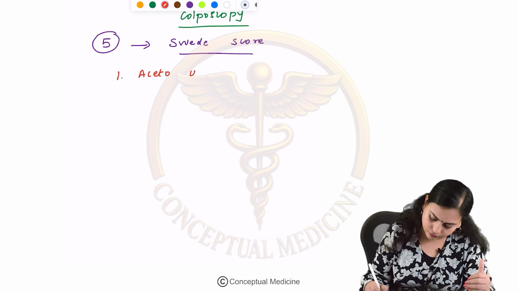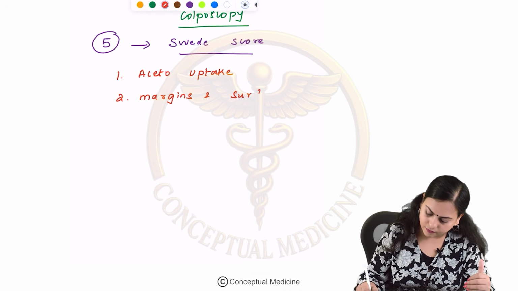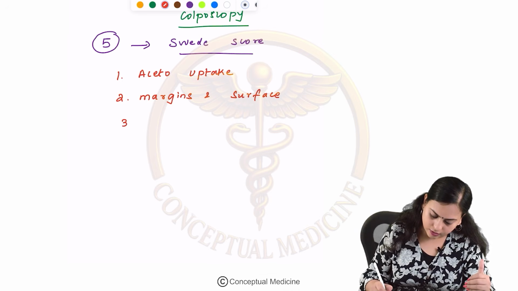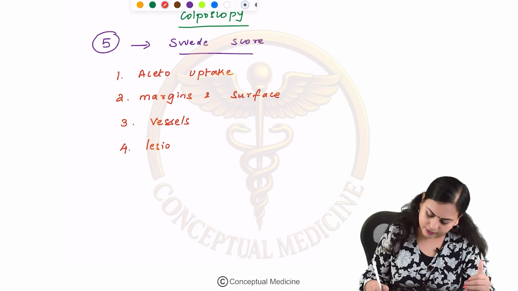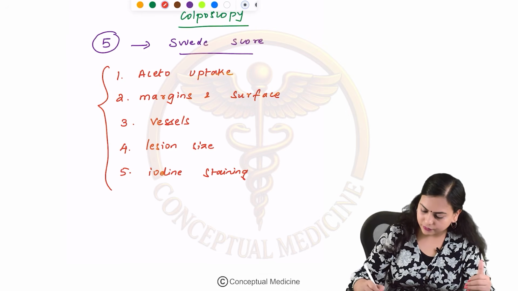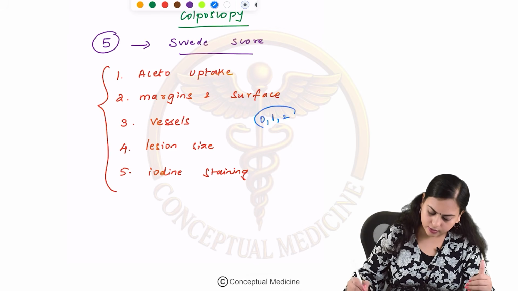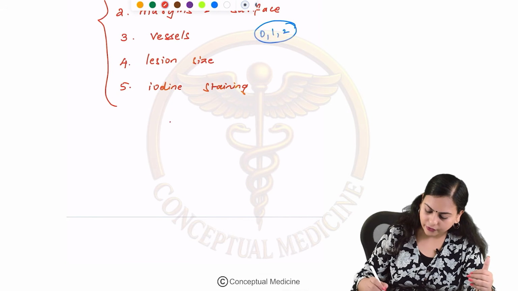acetouptake, then you have to look at the margins and surface, look for the vessels, lesion size, iodine staining, and each parameter will have 0, 1 and 2 scores depending upon the abnormality and severity. Okay, and the score finally will range anywhere between 0 to 10.